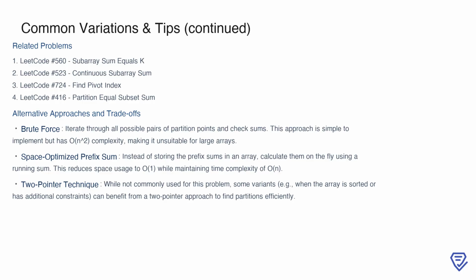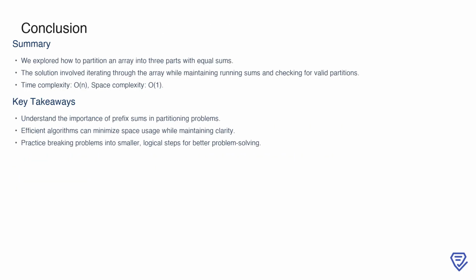Finally, though less common for this problem, a two-pointer technique can be useful in cases where the array is sorted or has additional constraints, offering another way to efficiently locate partition points. Great job! To wrap up, we summarized the key points from solving problem number 1013. This problem is a great example of using prefix sums to solve partitioning challenges efficiently. Remember to keep practicing similar problems to enhance your skills.